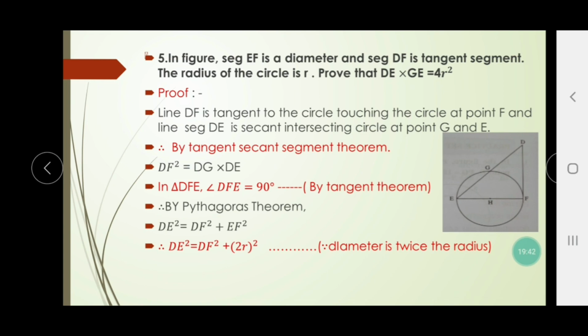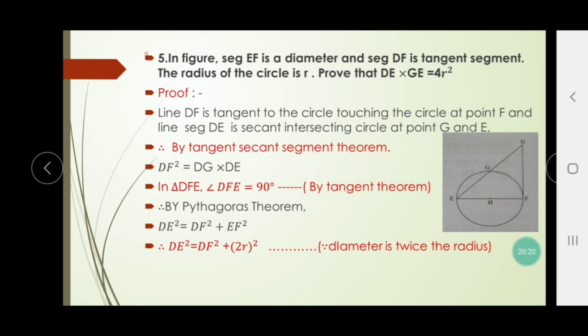Now what is given to us? DF is a tangent, as it is touching the circle at point F, and DE is the secant as it is intersecting the circle at 2 points, that is G and E. Now DF is perpendicular to EF, so it is forming an angle of 90 degrees at point F.